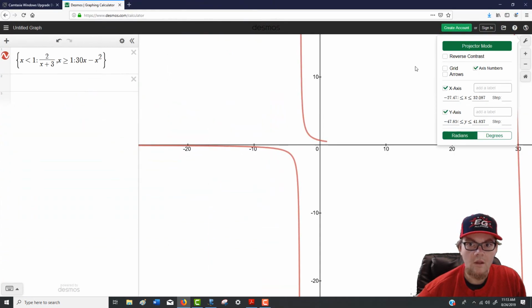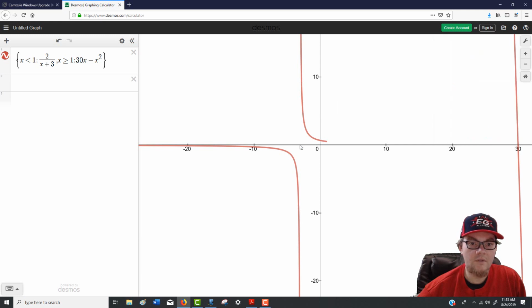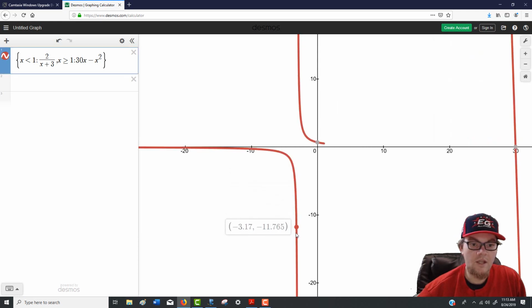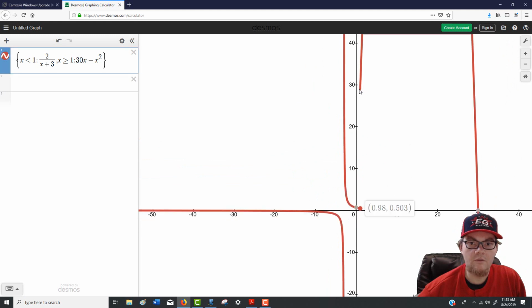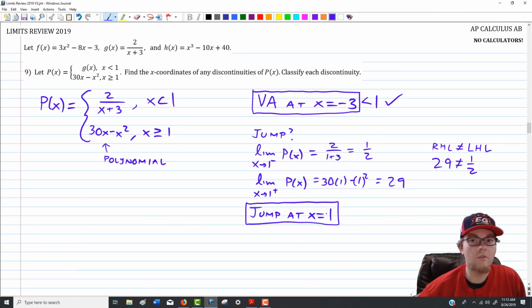Make this bigger. You can see that there does appear to be an asymptote right there as we approach negative 3. And then second, we can see that the function's jumping right there as well. 129, and 120. Yeah, so there we go. So it looks like, in fact, we did have a jump. Looks like we've identified everything we need to. 2 different discontinuities on that function.